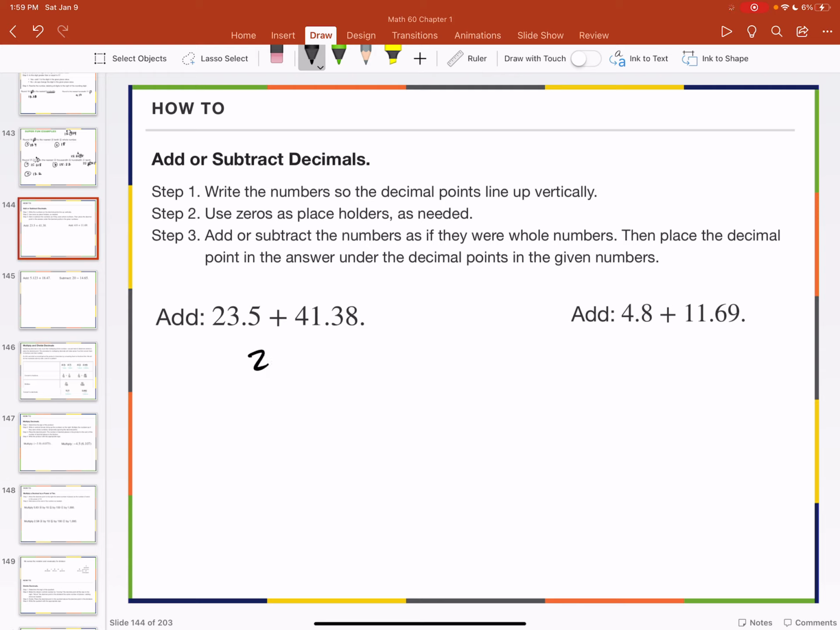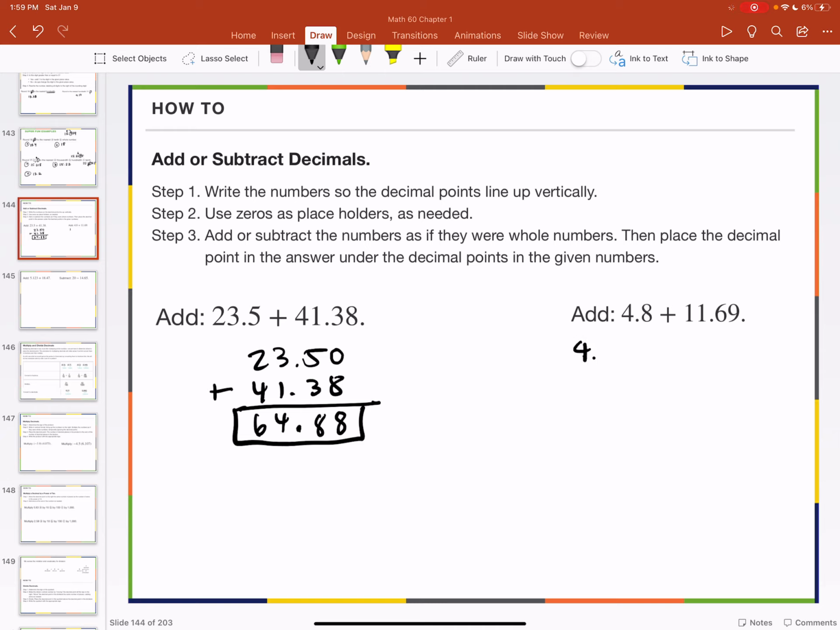So we have 23.5, and then we're going to add 41.38. This doesn't have anything, so we leave a 0 as a placeholder, and then we just add down. So this is 8, bring down the decimal, for 64.88. Now, you might say, can I just put it in the calculator? Yes, of course, you can check yourself with the calculator. Totally fine.